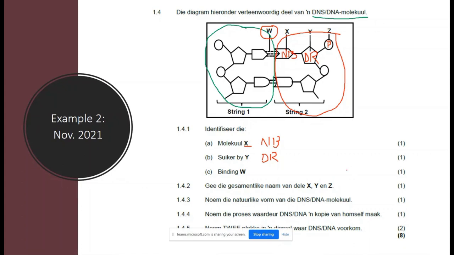Give the collective name of part X, Y, and Z. What is the collective name? What is X plus Y plus Z called? A nucleotide.